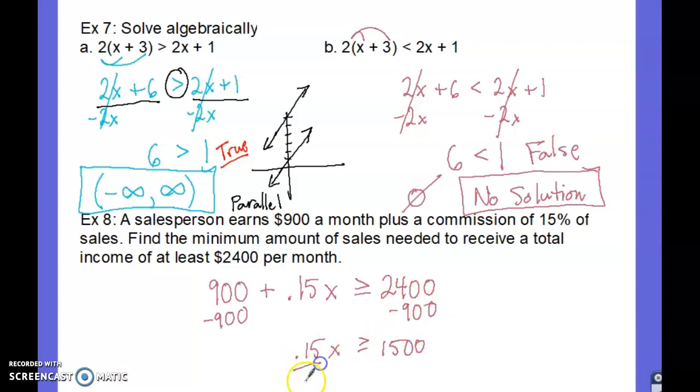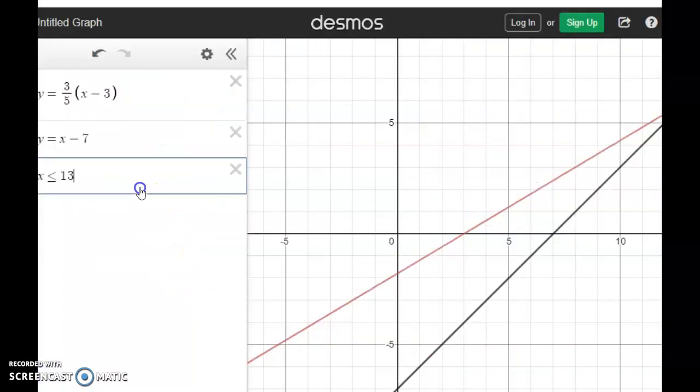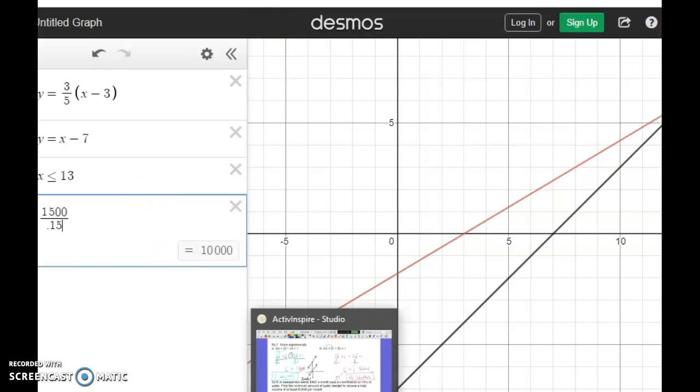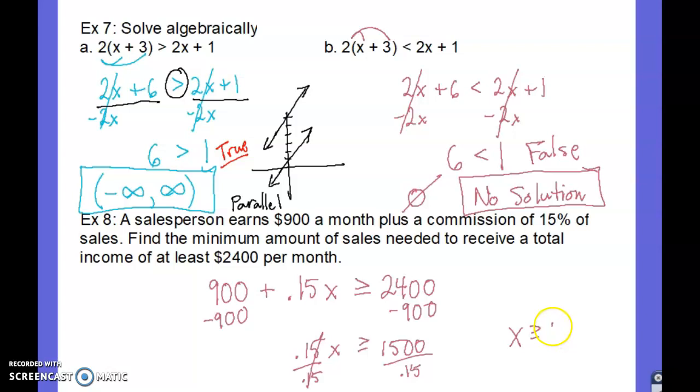And I can't do this in my head. I'm going to go to a calculator. Divide by 0.15. So x must be greater than or equal to $10,000 in sales.